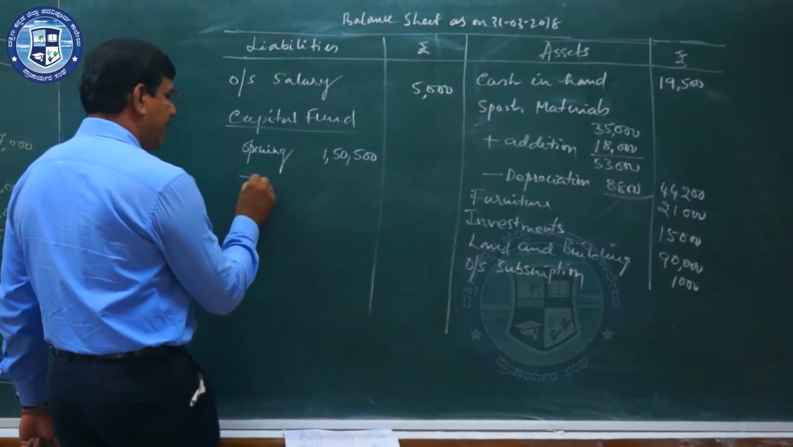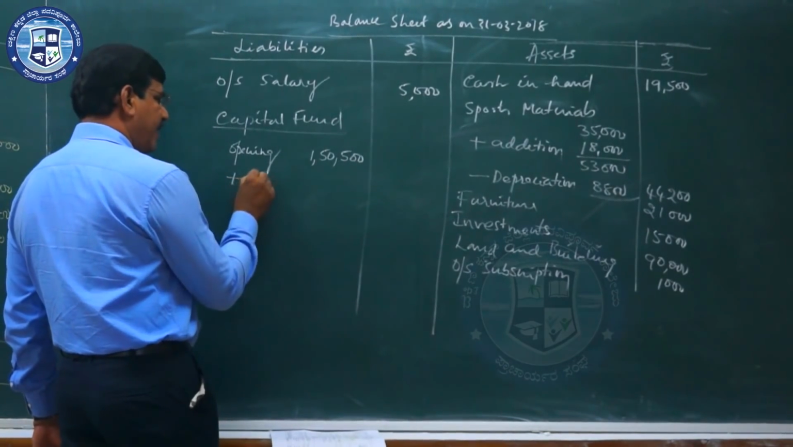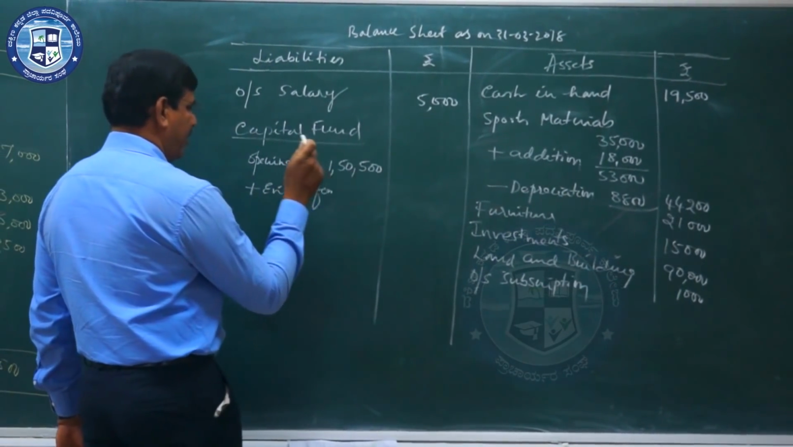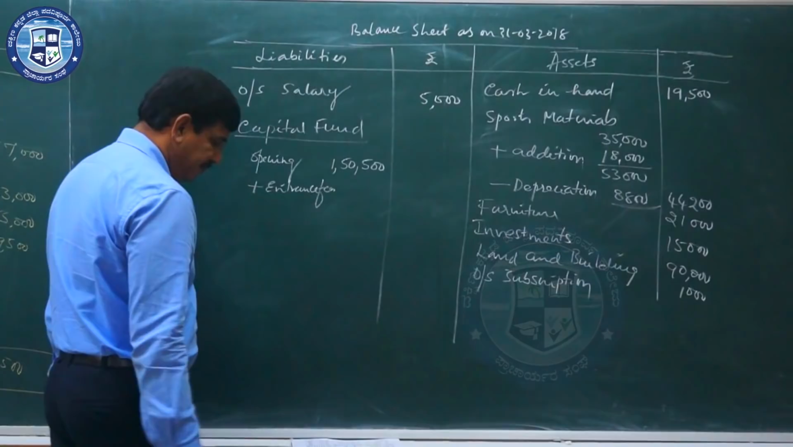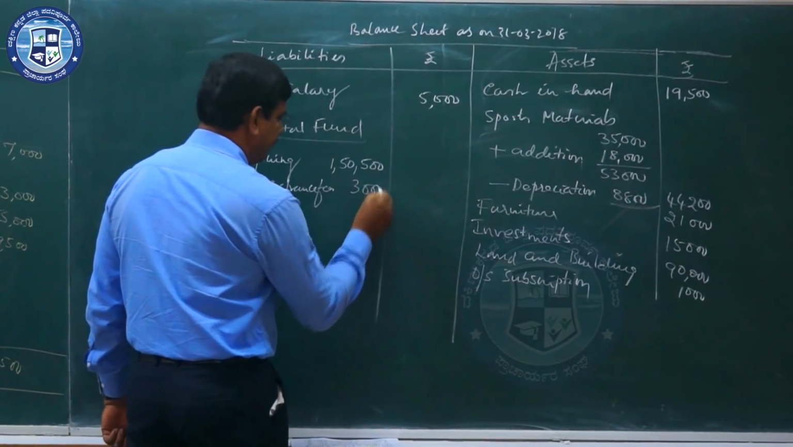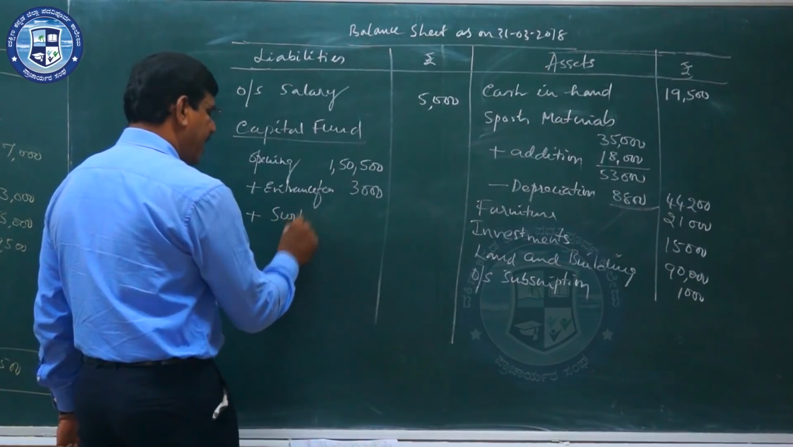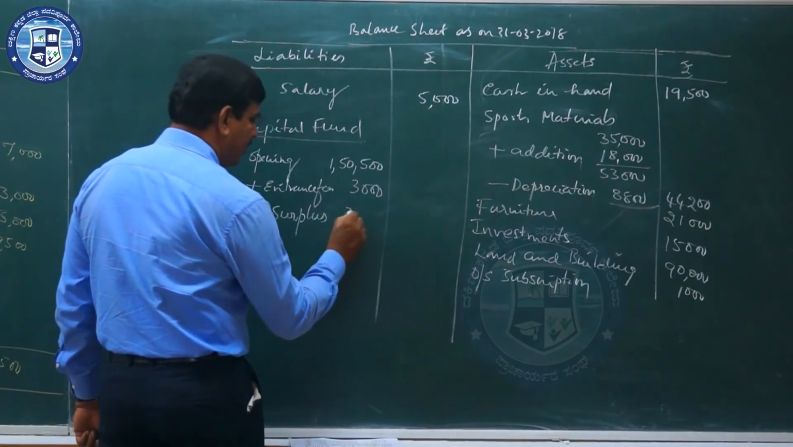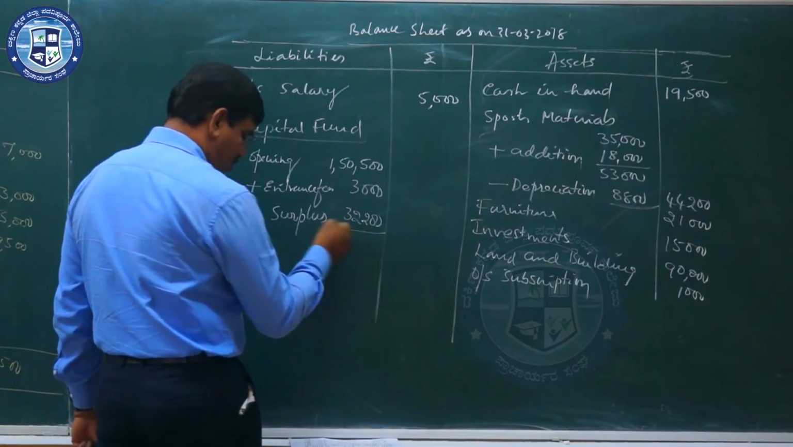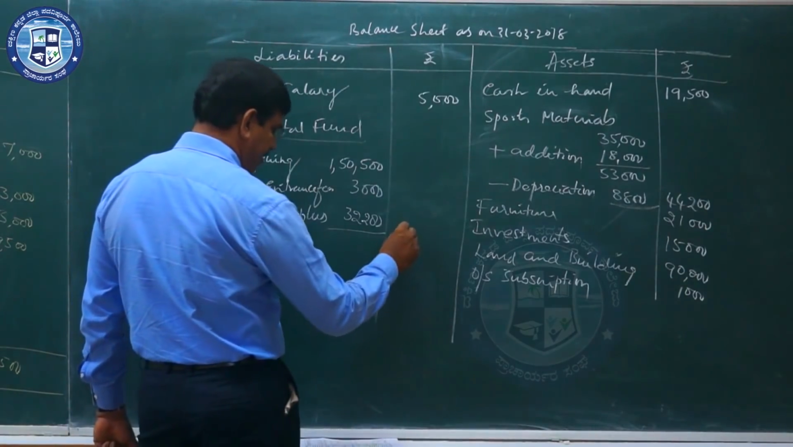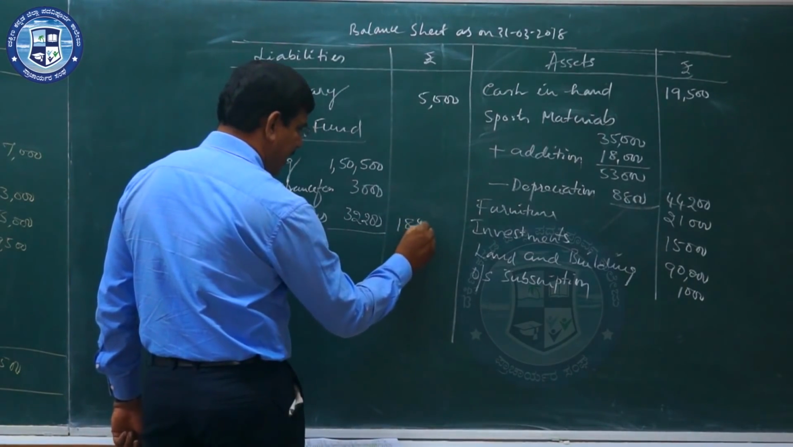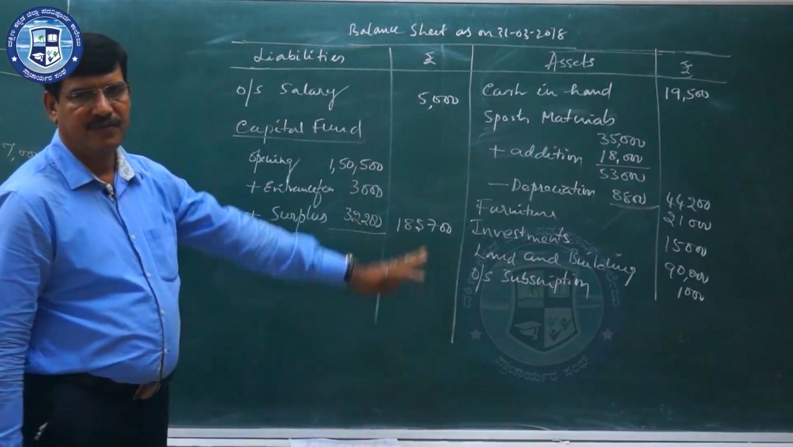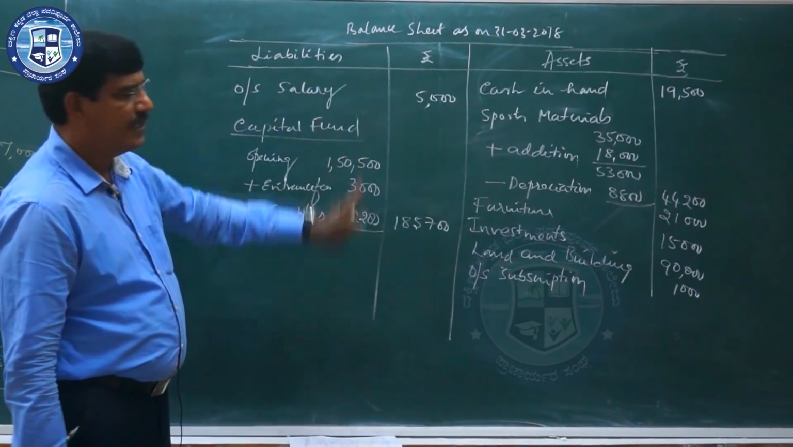Any capitalized amounts are to be added to the capital fund. In this problem, entrance fees is capitalized. Half of the entrance fees is capitalized. Add it to the opening balance of capital fund, 3,000. Then whatever surplus you get in the income and expenditure account, you add it. It will come to around 32,200. The total of capital fund will be 1,85,700.